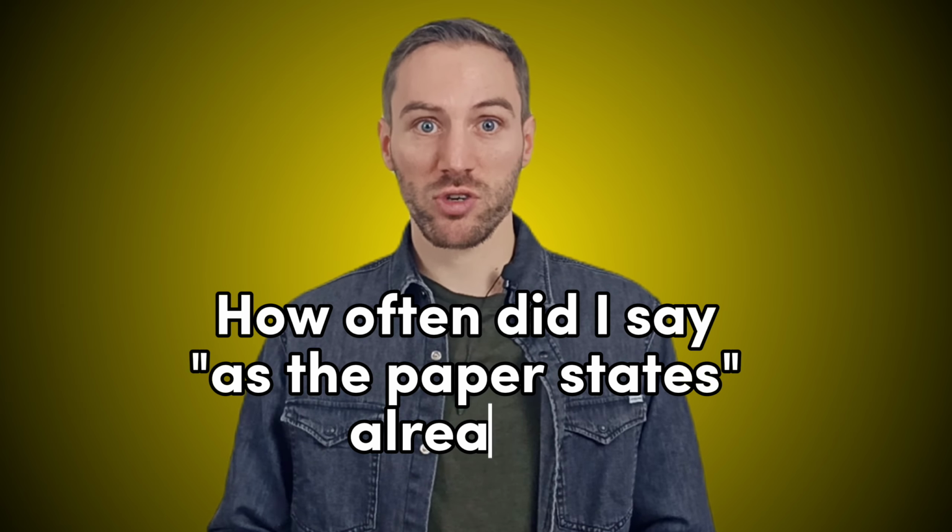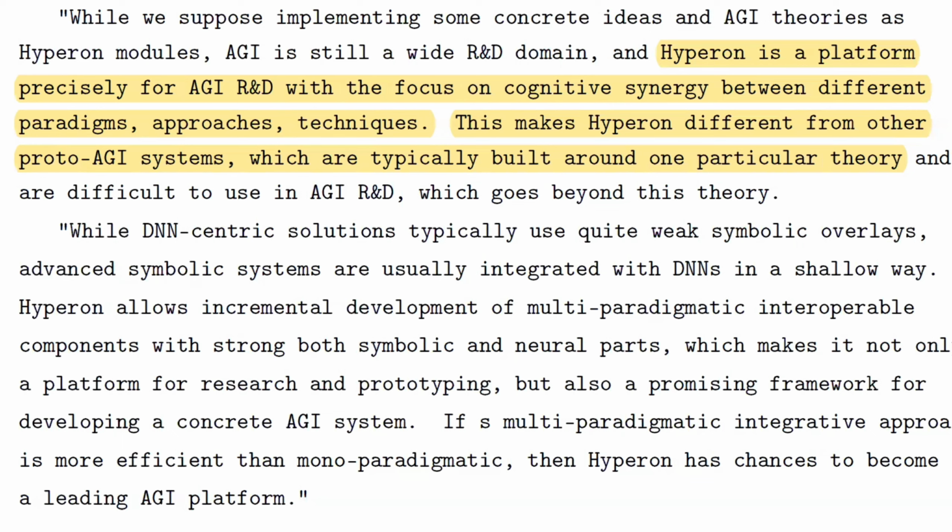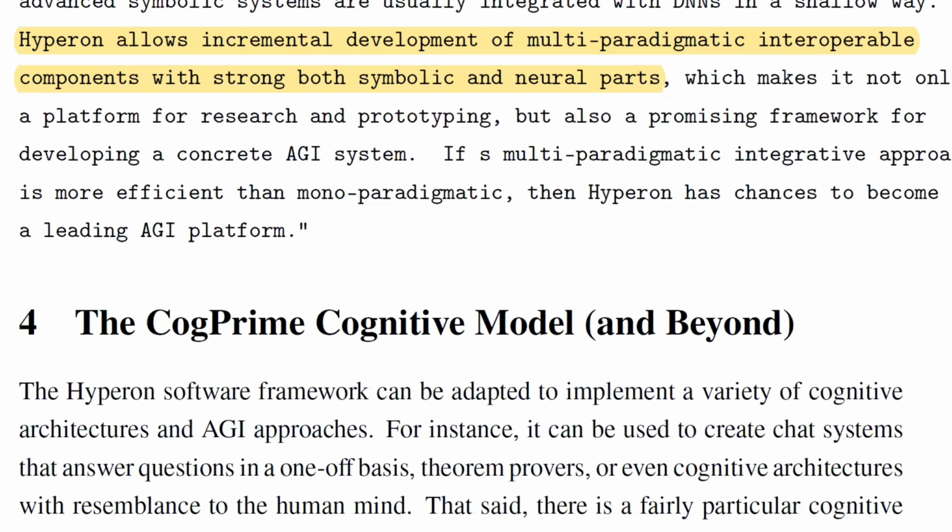This decentralized nature and the possibility to integrate multiple different atom spaces makes Hyperon very unique, as the paper states on page 43. Hyperon is a platform precisely for AGI research and development, with a focus on cognitive synergy between different paradigms, approaches, techniques. This makes Hyperon different from other proto-AGI systems, which are typically built around one particular theory. Hyperon allows incremental development of multiple paradigmatic, interoperable components with strong both symbolic and neural parts. So from my understanding, Hyperon makes it possible to create a synergized system of LLMs and whatever other approaches to AGI are out there, helping them to all work with one another.